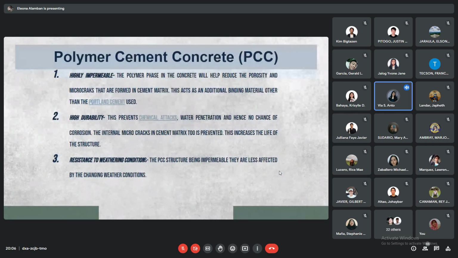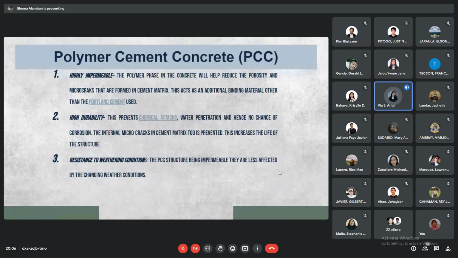So polymer cement concrete is highly impermeable, meaning the polymer paste in the concrete will help reduce the porosity and microcracks that are formed in the cement matrix. This acts as an additional binding material other than the Portland cement used.